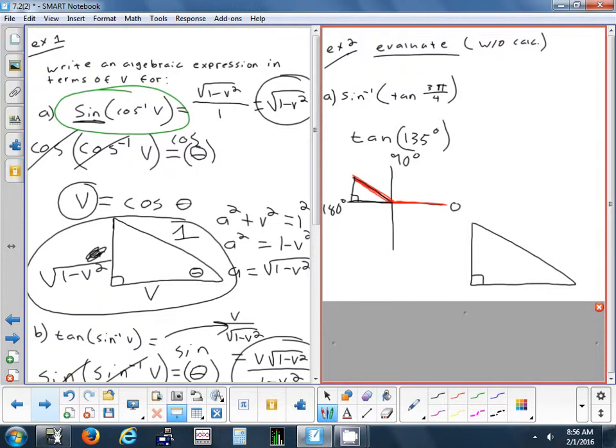All right, and we said that this is a 45, 45, 90 right triangle. So it's 45, that's 45, and 90. Now, if we want to find the tangent of 135, we just have to label these sides. Okay. What kind of triangle is this? Right. It's a right triangle. What else? Equilateral.